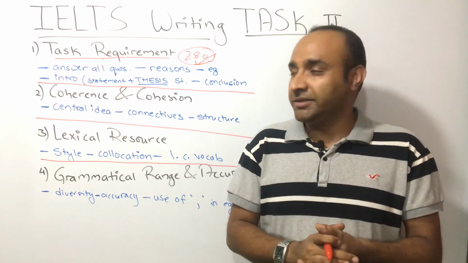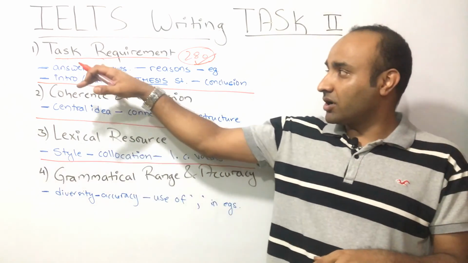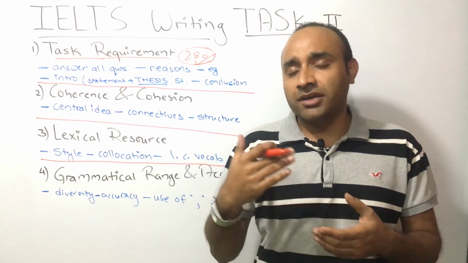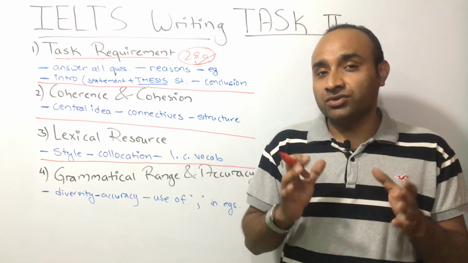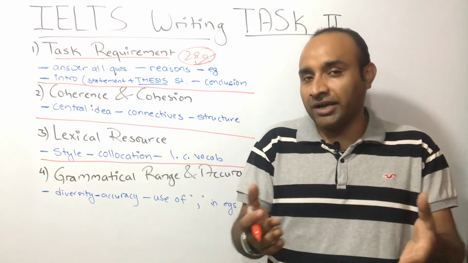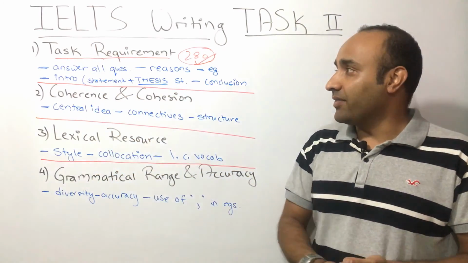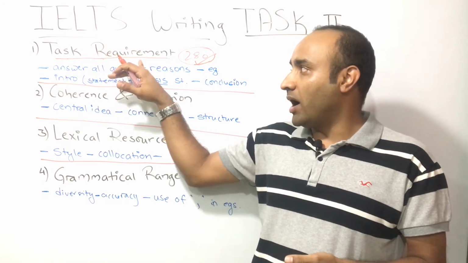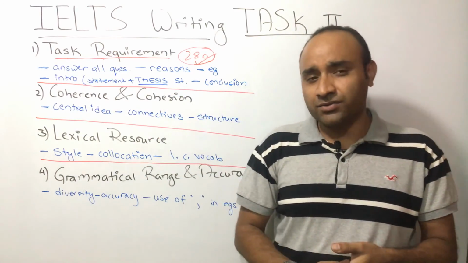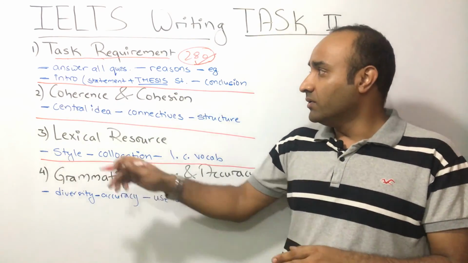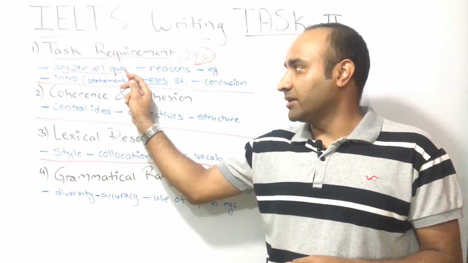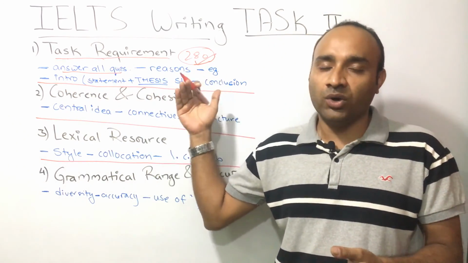Go with 280. So let's talk about the marking criteria that is used to evaluate what you write during the exam day. So there are 4 of them, and the first one is task requirement. Under this criteria, they look for this particular thing: answer all the questions.